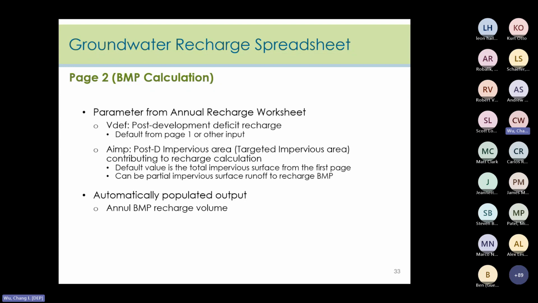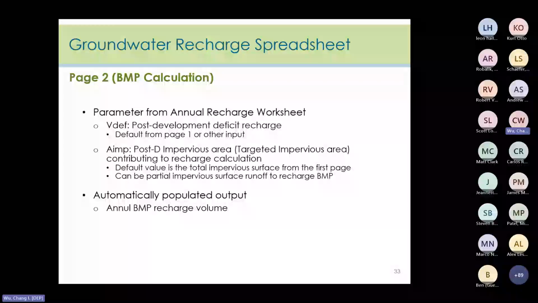So when you use the BMP design, the input is to check whether the annual BMP recharge is sufficient. Though the results are auto-populated, all you have to input is the BMP and the BMP size, the depth, and also the impervious area that contributes to the BMP.